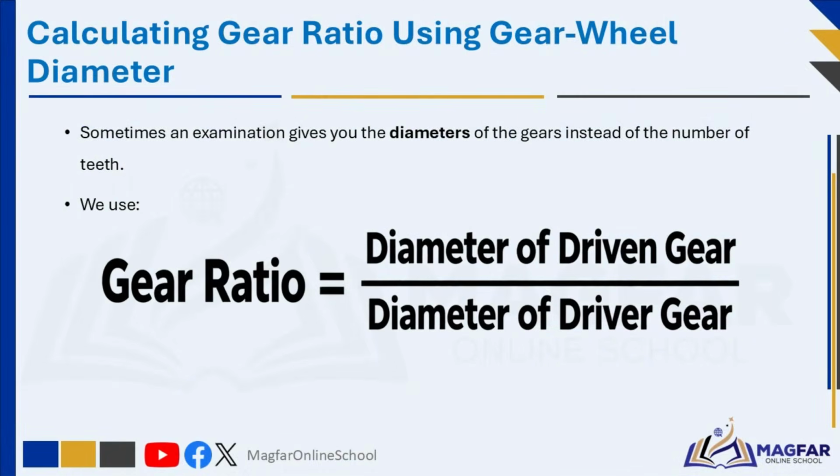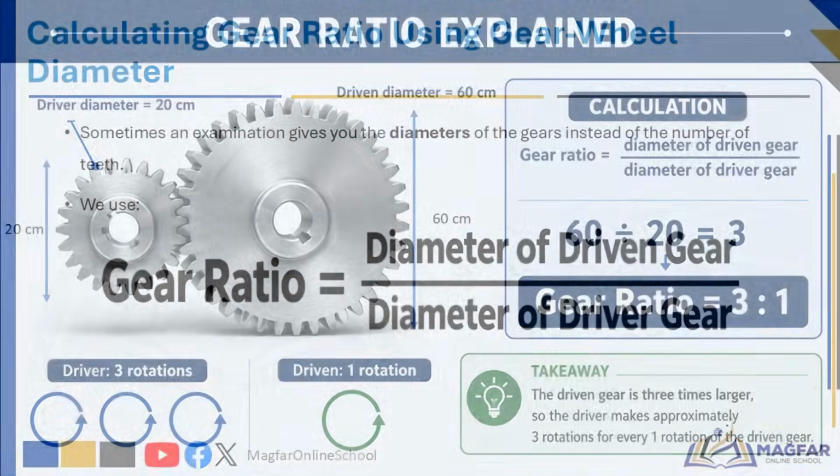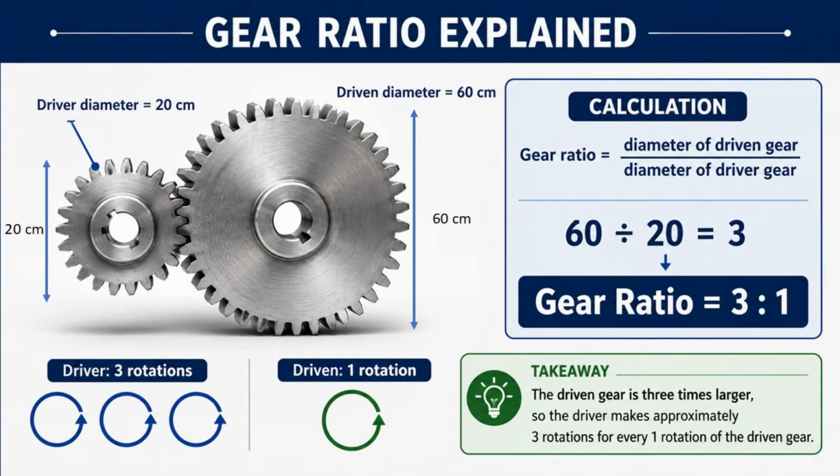Sometimes an examination gives you the diameters of the gears instead of the number of teeth. We use the formula: gear ratio equals diameter of driven gear divided by diameter of driver gear. Suppose the driver diameter is 20 centimeters and the driven diameter equals 60 centimeters. Gear ratio equals 60 divided by 20. That equals 3. Therefore, gear ratio equals 3 to 1.